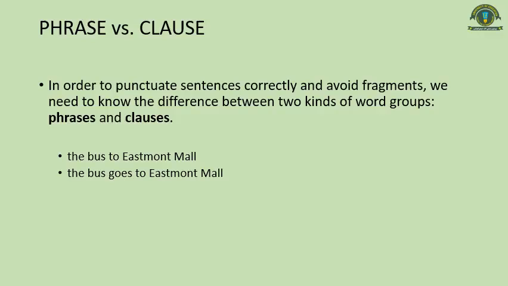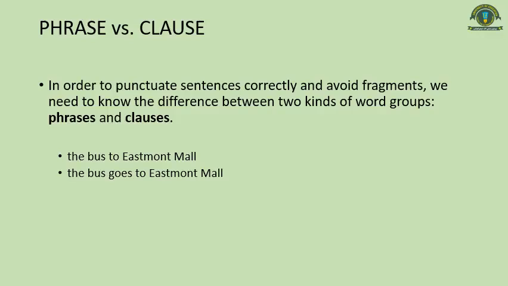Secondly, to find the subject, ask who or what does the action of the verb. What goes? The answer is the bus. So the bus is the subject of the verb. Alternatively, one can ask what is the first noun in the sentence. And that's almost always going to be the subject of the sentence. So by definition, a clause is a group of words with a subject-verb unit. The second group of words contains the subject-verb unit, the bus goes, so it's a clause.